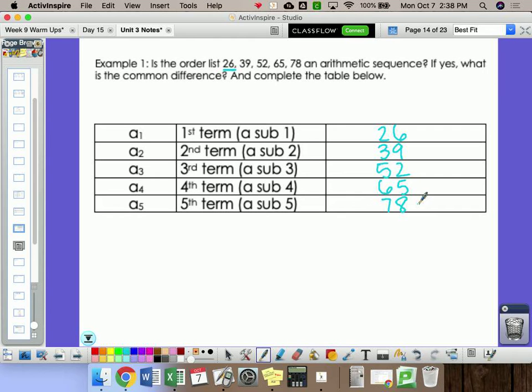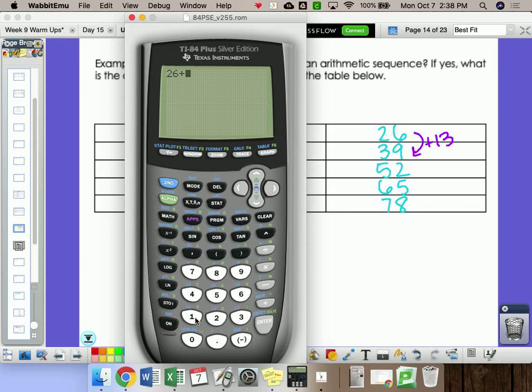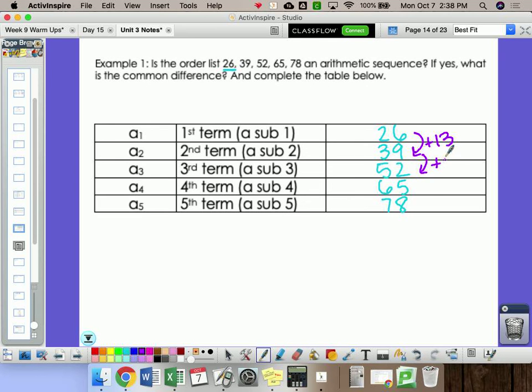So we're looking for what is the pattern, either adding or subtracting the same number. If I look, I can see that they went from 26 to 39. When they did that, they added 13. And you can double check that in your calculator if you need to. 26 plus 13 is 39. Now, if this is an arithmetic sequence, it should continue to add 13. Let's double check that that works. Is 39 plus 13 52? It is. So again, we added 13.